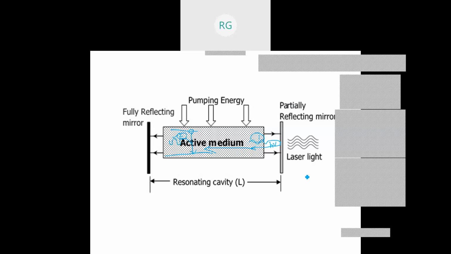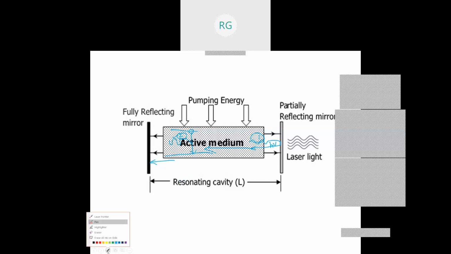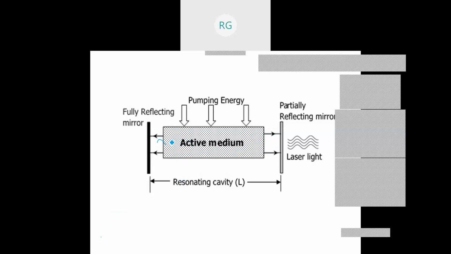So what actually happens is that these two photons will go together here, and initially we have only one photon which is coming like this. This photon, while coming, has initiated another photon here.